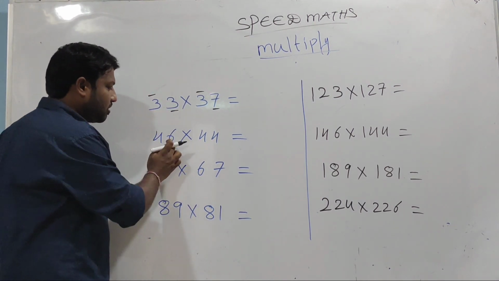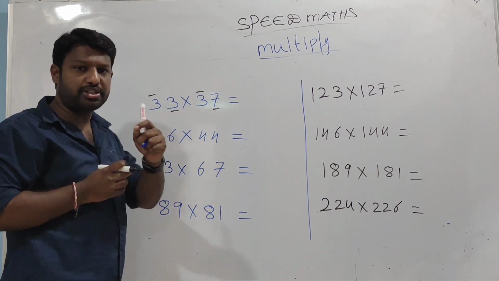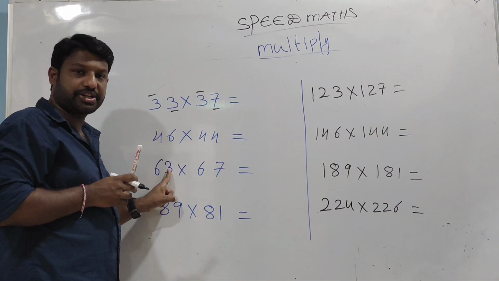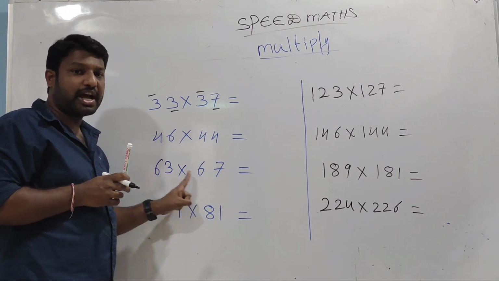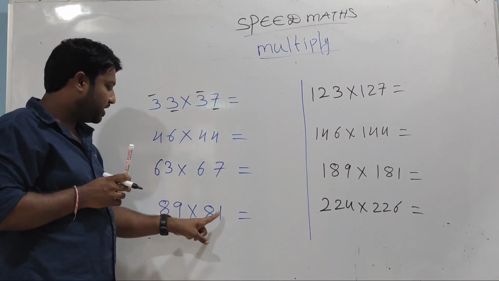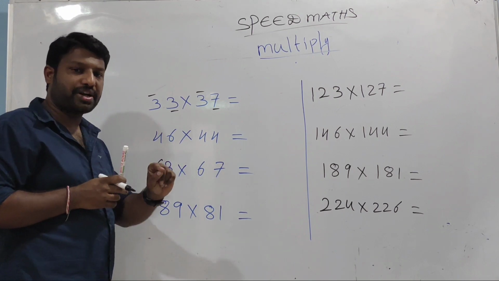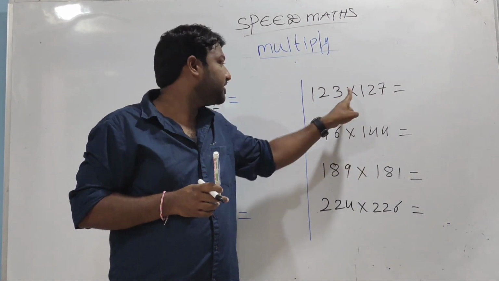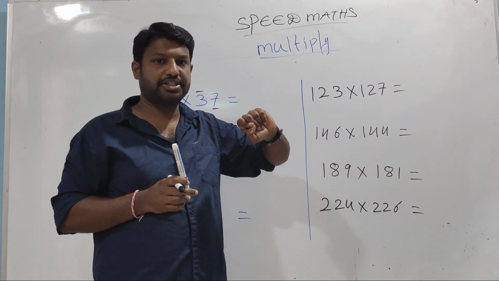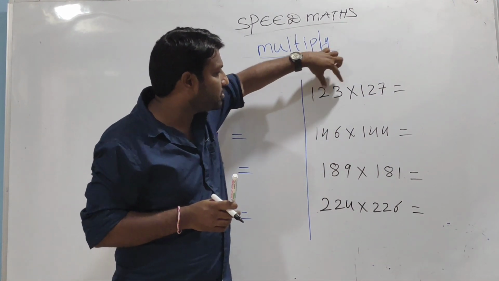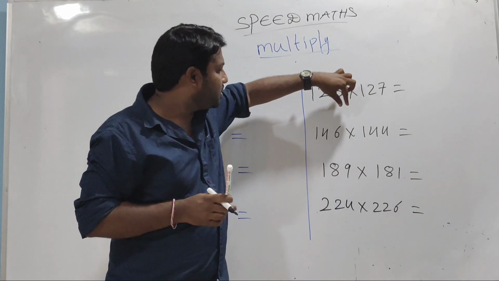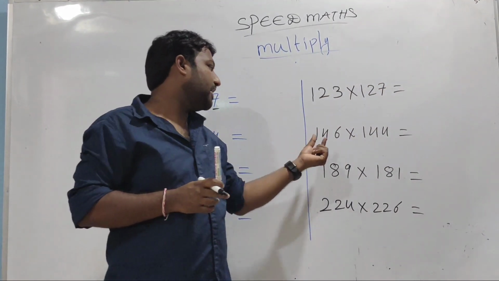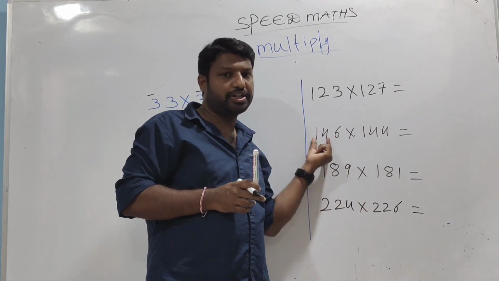How to do it directly: see the last digits here, 6 and 4. 6 plus 4 is 10 and the other digit should be the same. Here 4. 7 plus 3 is 10 and this digit should be the same. Here 6 and 6. The tens digit should be the same. Here 1 and 9, 9 plus 1 is 10, and here also 8 and 8. Like this. See this: here the last digit is 7, here 3. 7 plus 3 is 10 and this digit should be the same. Here 12, here also 12. And this last digit is 6, here 4. 6 plus 4 is 10 and the other digit should be the same. Here 14, here 14.